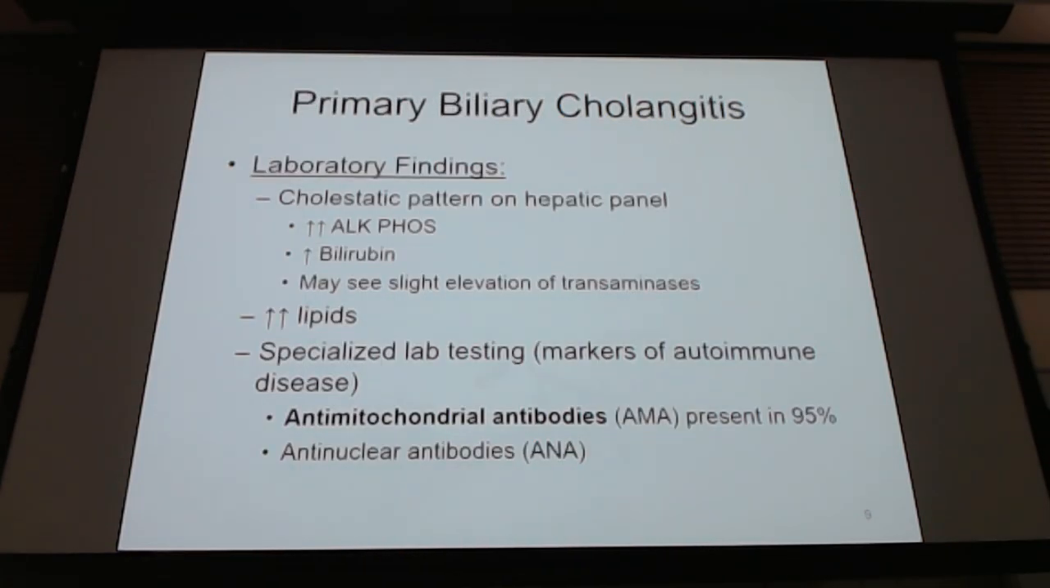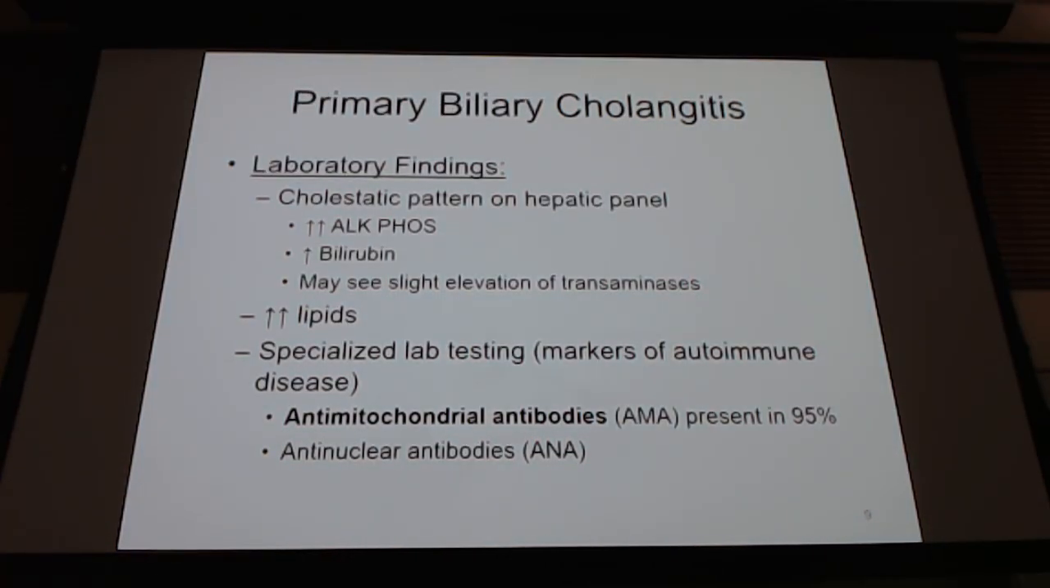How does that look as far as labs? We see a cholestatic pattern on a hepatic panel. On liver function tests, we see increased alkaline phosphatase and an increase in bilirubin. We may see an elevation of transaminases and an increase in lipids, and then we can get some specific serum markers.